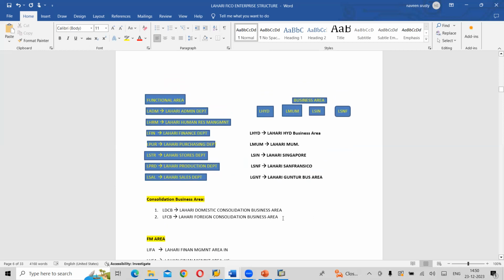Okay. Next one, consolidation business areas. What are the domestic business areas in this? Out of 5 business areas, what are the domestic business areas? 3 only. Hyderabad, Mumbai, and Guntur. And the other 2 are foreign business areas. So we will create consolidation business areas.